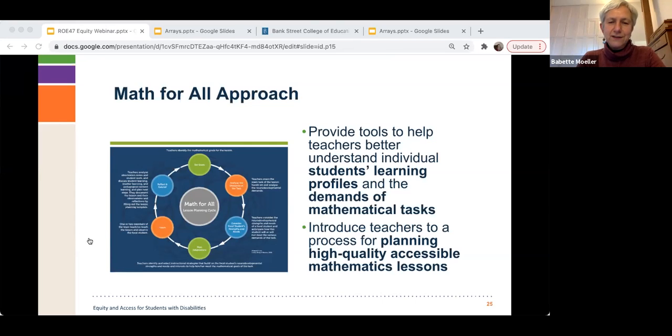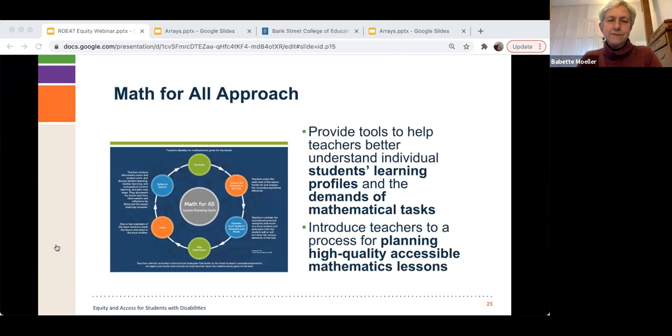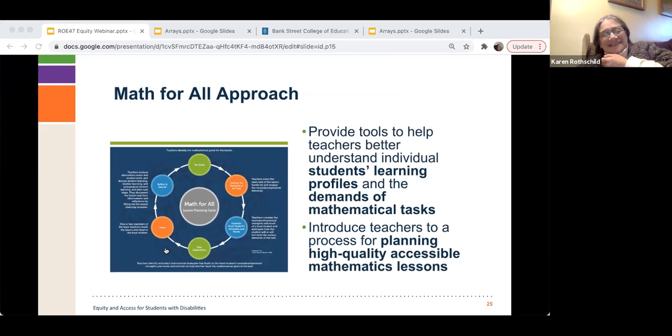And we're introducing teachers to a process for planning accessible math lessons. It's very practice oriented. And Karen, where do you want me? Go to the next slide, please.